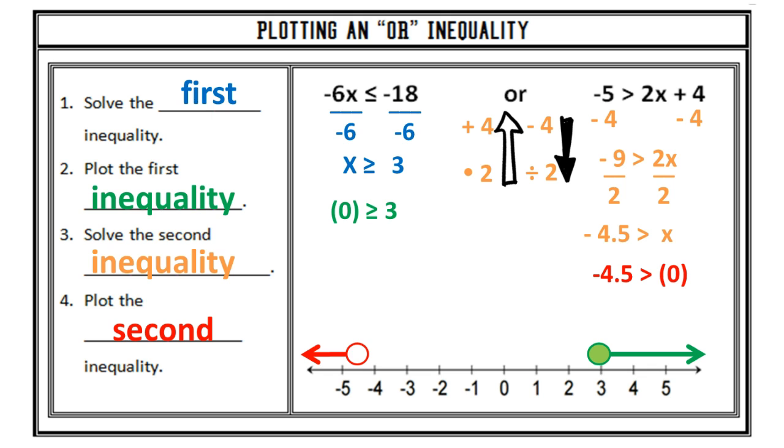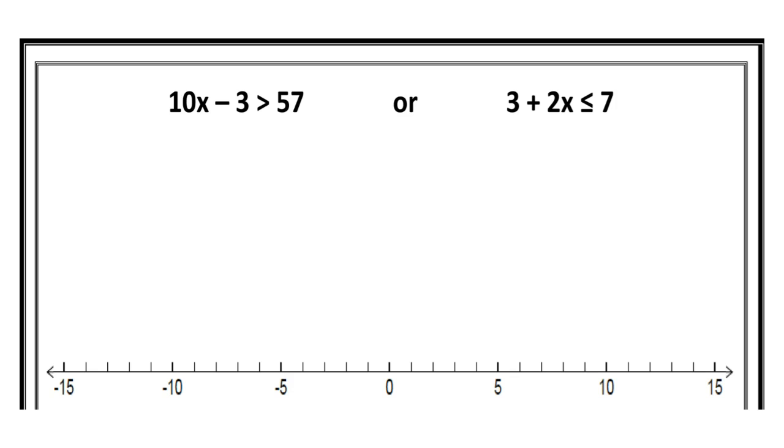With an OR compound inequality, you do not have to have one set of solutions that works for both inequalities. Let's try one together. I'm going to start by solving this first inequality. It's a two-stepper, so I'm going to write out my steps. I'm multiplying by 10 and subtracting 3. To undo that, I'm going to add 3 to both sides and then divide by 10.